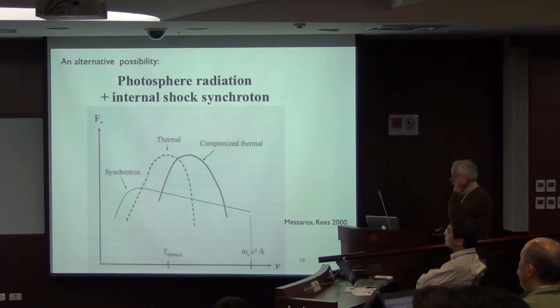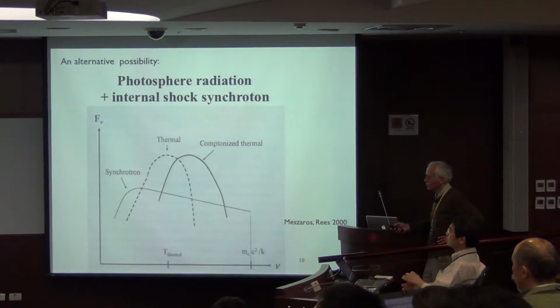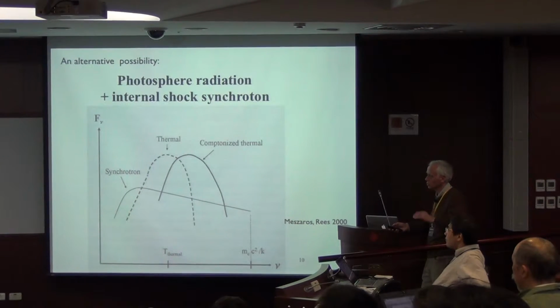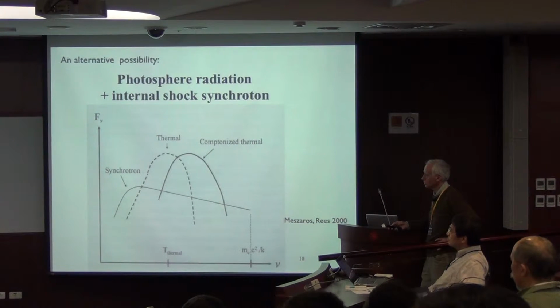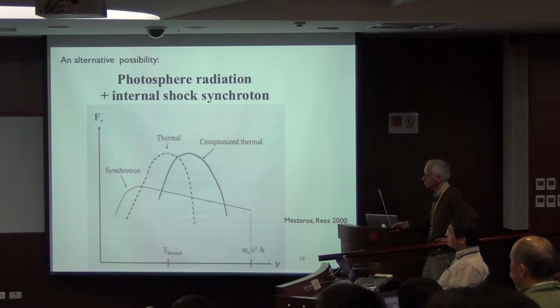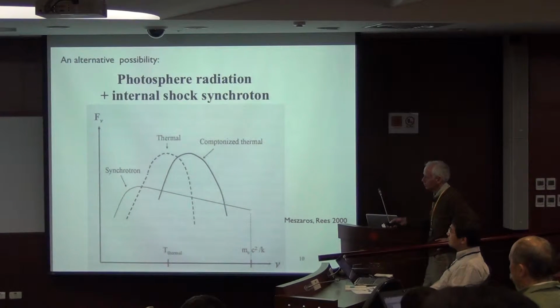An alternative possibility is that the emission spectrum is a combination of two types of radiation. One would be the radiation of the photosphere, which previously was largely neglected, plus maybe the internal shock synchrotron radiation. So the internal shocks might produce this thing here, and then the photospheric spectrum, if you take it to be a black body, then in F nu, here you have an asymptote of nu squared. So you can make very steep spectra.